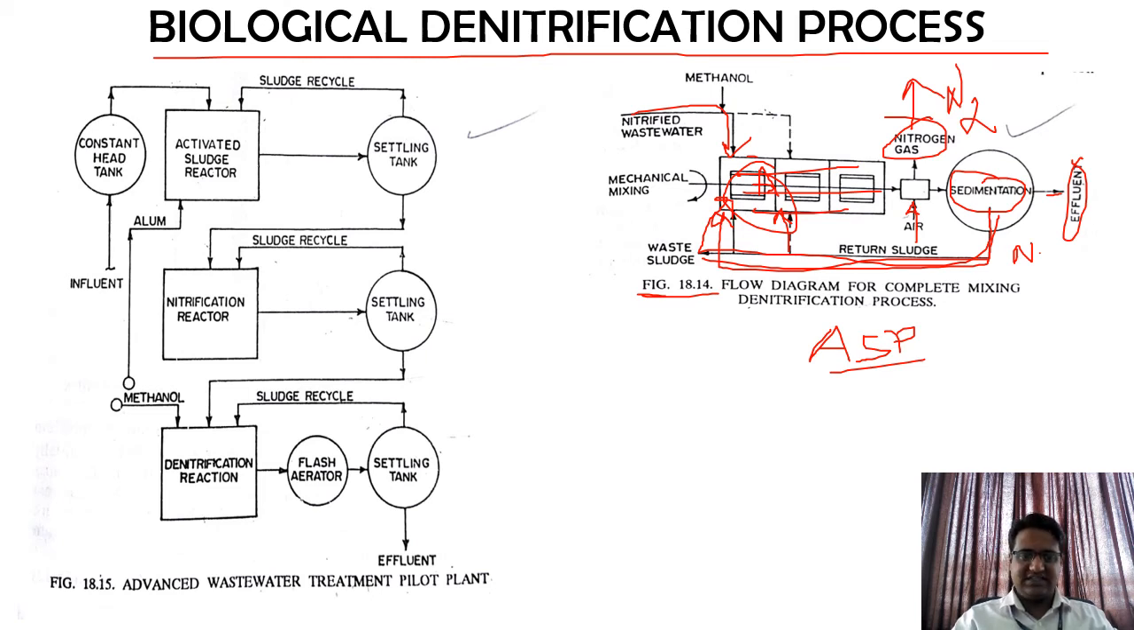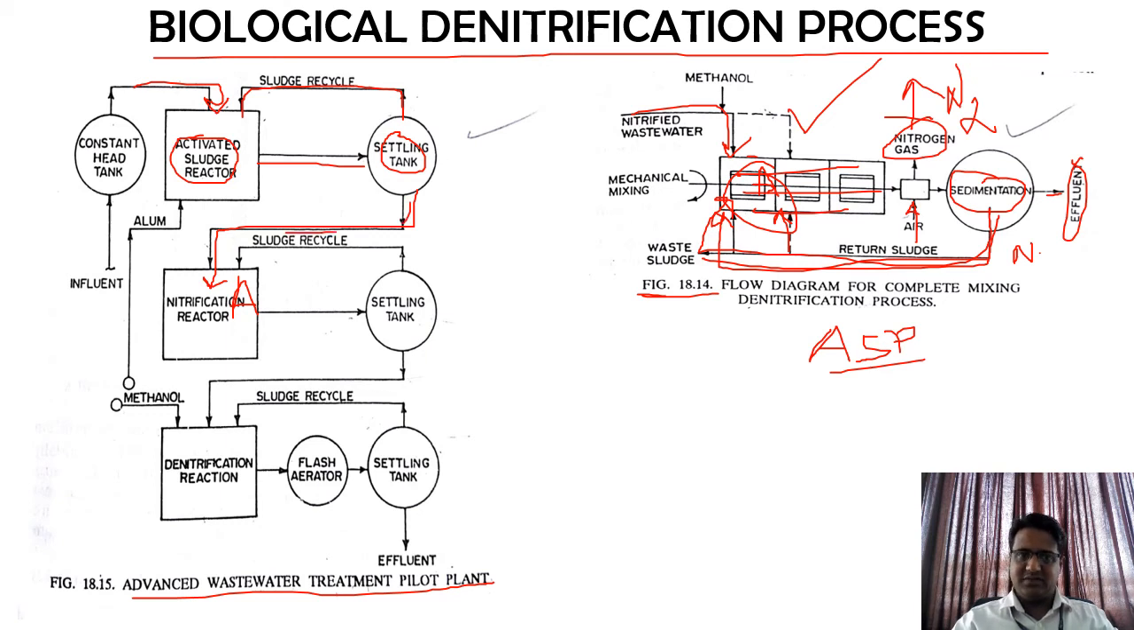Now similarly the second figure, advanced wastewater treatment of a pilot plant. Again stage 1, stage 2, stage 3, same thing. The constant head tank is nothing but the inflow over here. You have the activated sludge process happening. The supernatant liquid will go into the settling tank, and from there the supernatant liquid will come into the nitrification reactor. The nitrification reactor is again an aeration tank itself, the same thing. In this initial stage, whatever sludge is there is again recirculated, as we have shown in this case.